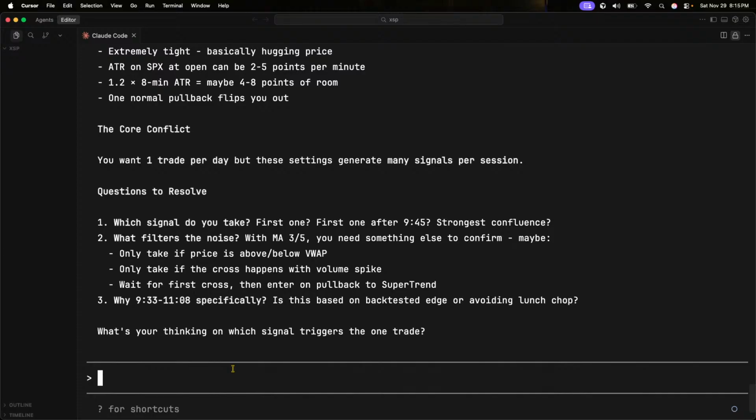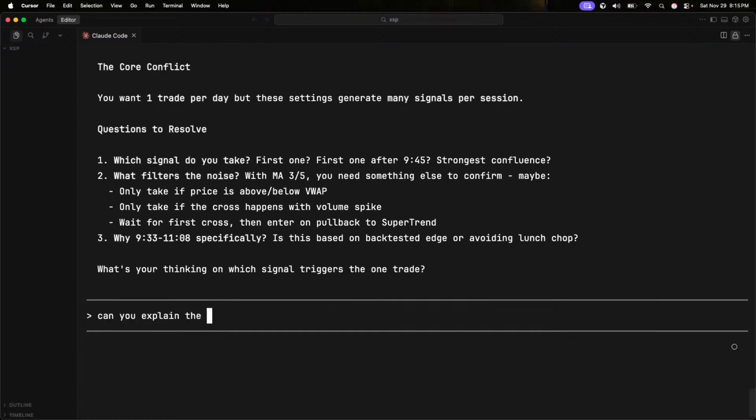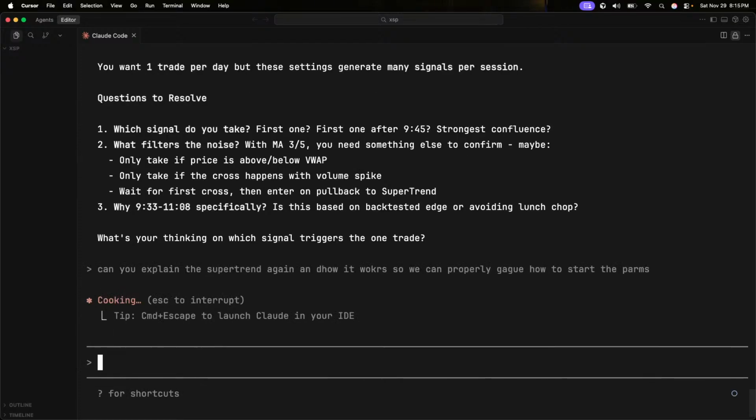Okay. Can you explain the super trend again and how it works so we can properly gauge how to start the parameters? Because that's one thing that I'm having questions about.